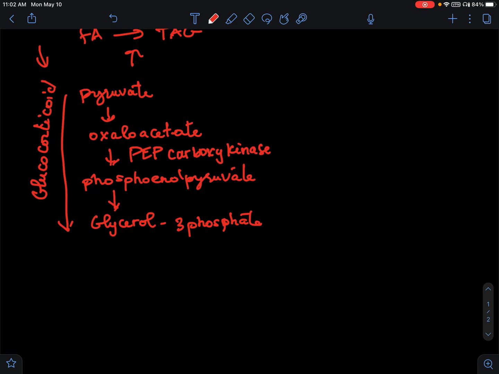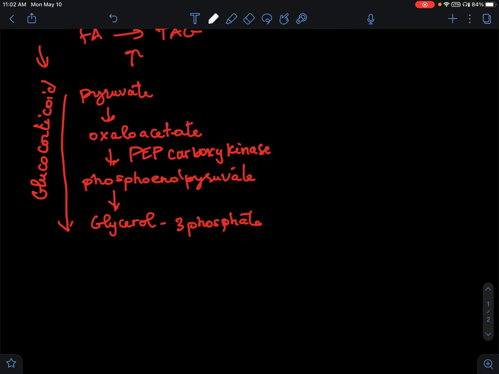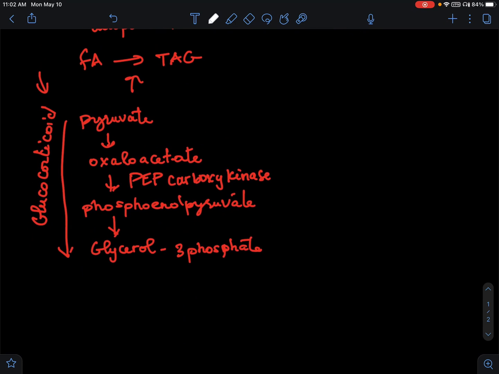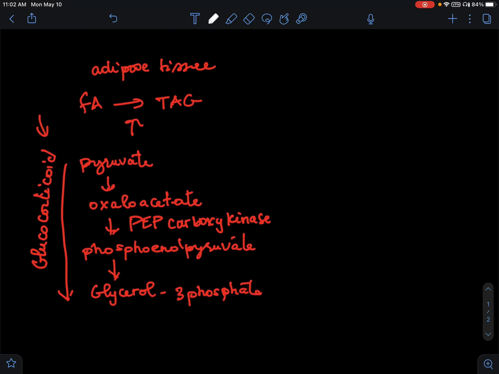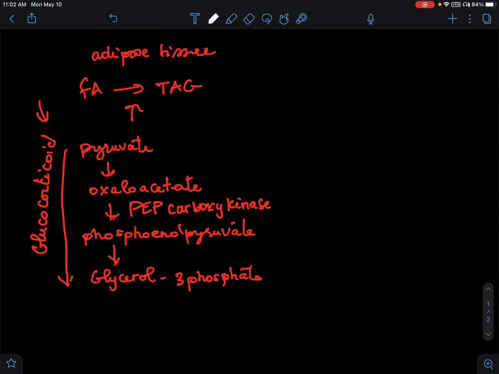By inactivating this molecule, many things will happen. So once this molecule is inactivated, we will not have the formation of glycerol 3-phosphate from pyruvate. And because of that, there will not be fatty acid conversion into triglycerol, because for triglycerol to be stored into adipose tissue, there must be the reaction of fatty acid with glycerol 3-phosphate. So we have glycerol 3-phosphate plus fatty acid, which becomes triglycerol.